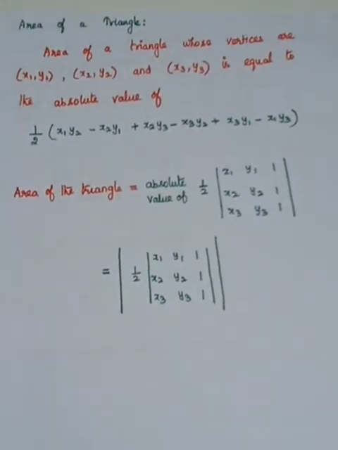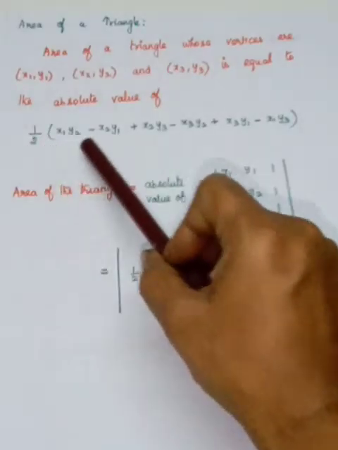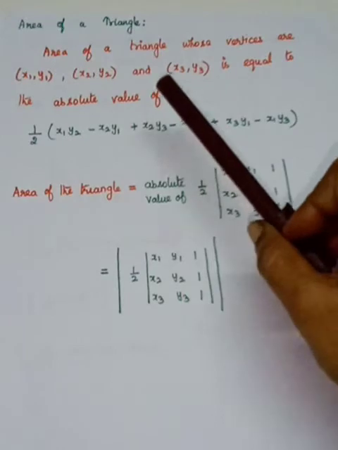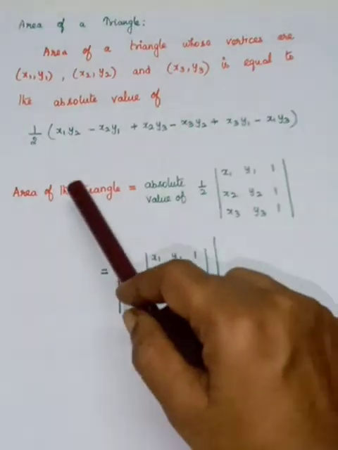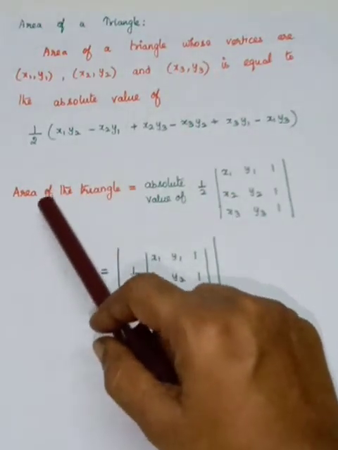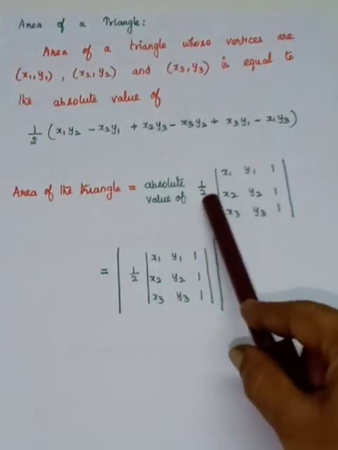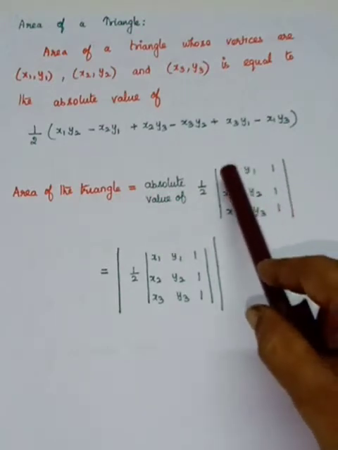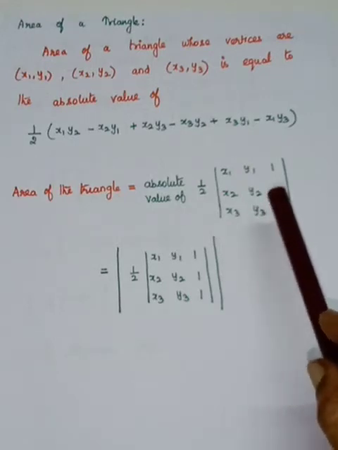Now we are going to find the formula for area of the triangle. So area of the triangle whose vertices x1, y1, x2, y2 and x3, y3, that is equal to the absolute value of this formula. You need not remember this. This formula can be written in terms of a determinant. So this formula only we are going to use. So area of the triangle is equal to absolute value, that is the modulus of half into determinant x1, y1, 1, x2, y2, 1, x3, y3, 1.